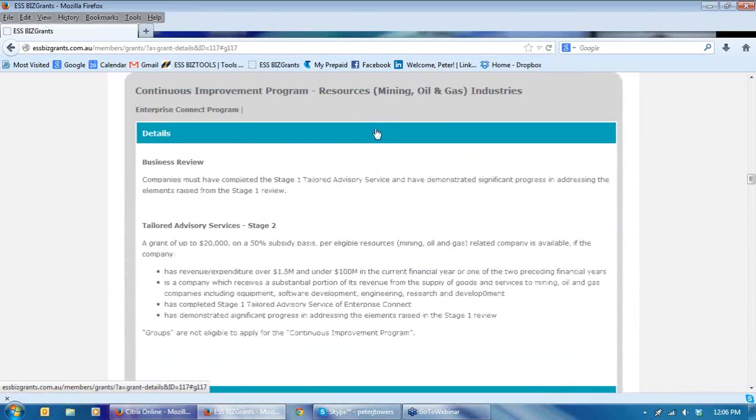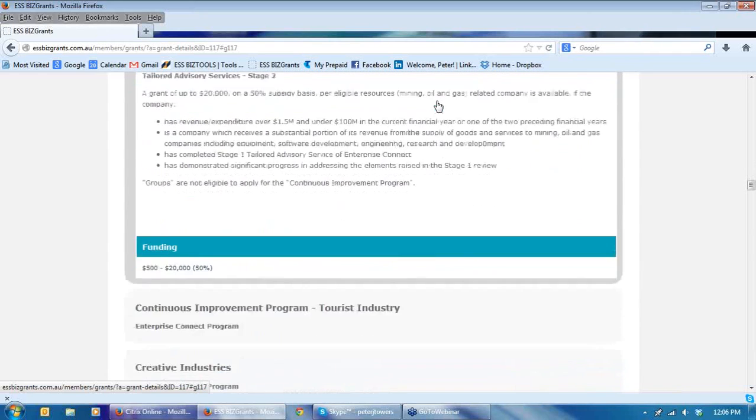Now, you'll see that this was for the resources industry, mining, oil and gas. Enterprise Connect have grant assistance available for 12 different industry groups, and at times there can be some overlap as to which industry group a business might actually be part of. Doesn't really matter as long as they're eligible for one.